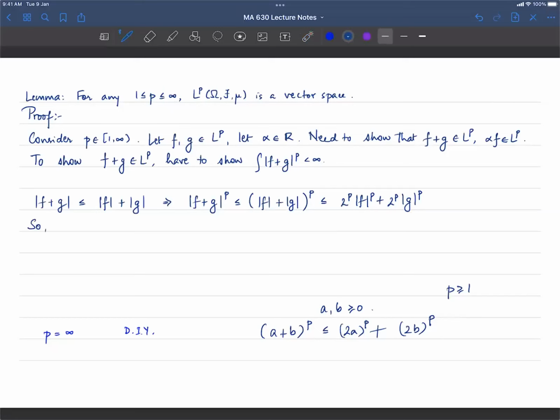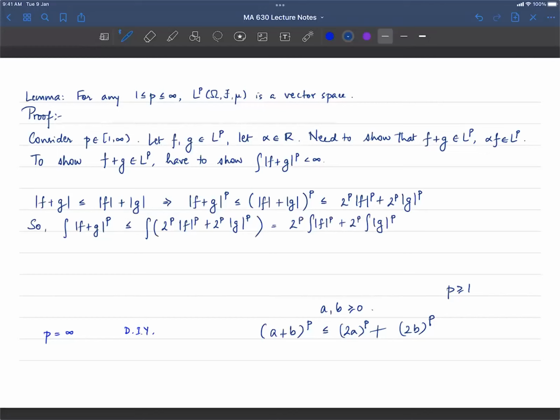So the integral of mod f plus g to the p, which is what we are interested in, which is bounded above by this guy, is going to be less than or equal to the integral of 2 to the p mod f to the p plus 2 to the p mod g to the p. And of course, on the thing I just wrote, you can use linearity. So this is 2 to the p times the integral of mod f to the p plus 2 to the p times the integral of mod g to the p. You guys with me so far?